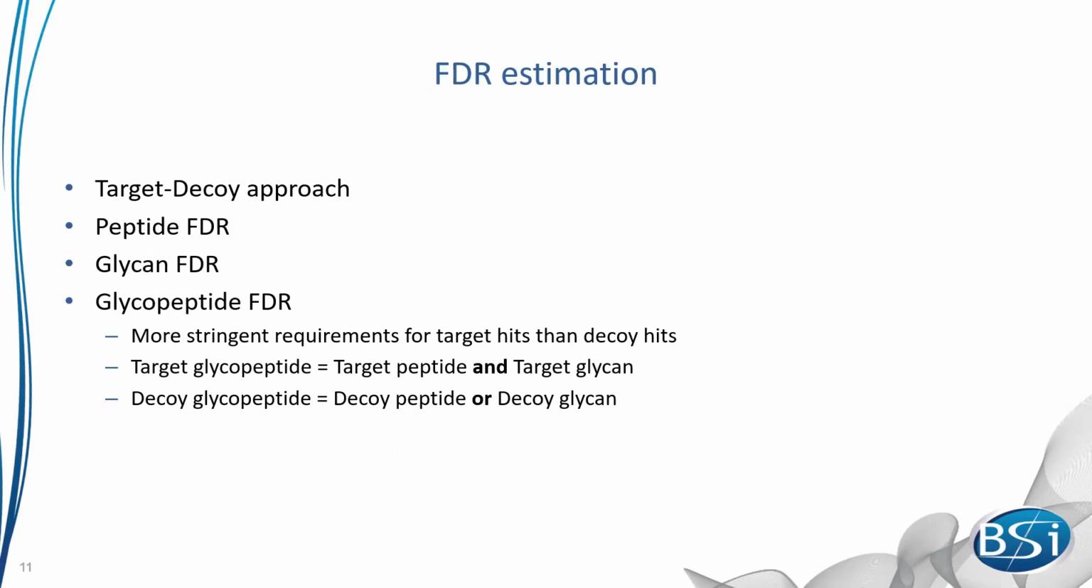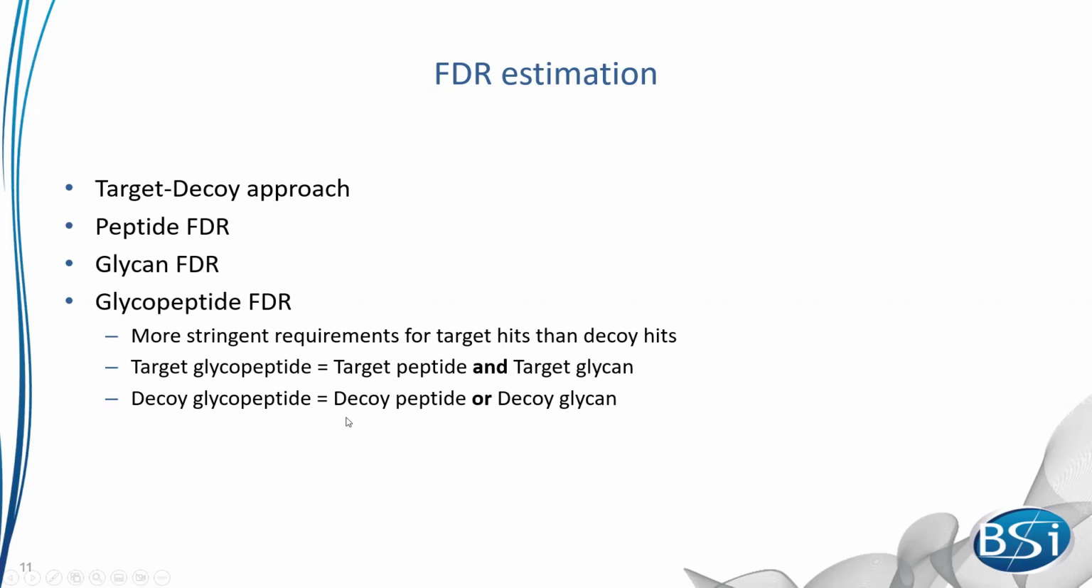glycopeptide spectra where we have randomized peaks in the area where you'd expect to see the actual glycopeptide. And by doing that, you have a decoy glycopeptide spectrum. And when we do this, we are more stringent with the requirements for our decoy glycopeptides than we are for our target peptides. What I mean by that is, in order to actually identify a target peptide, you need to have it hit in the target peptide sequence and the target glycan database.